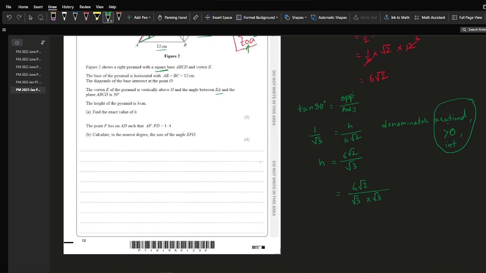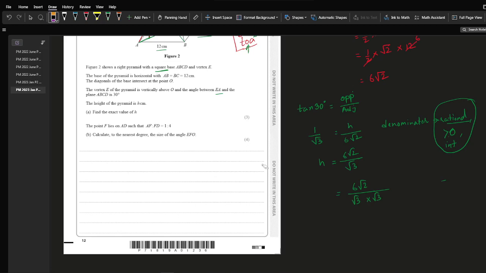Now, what is a rational number? A rational number is any number that you can represent in the format p over q, where p and q are both integers. Z represents the set of integers. And q is greater than 0.